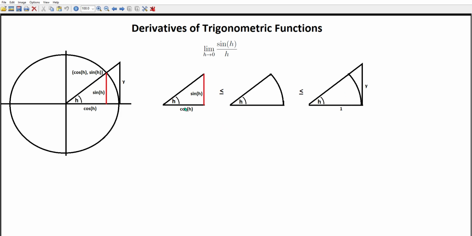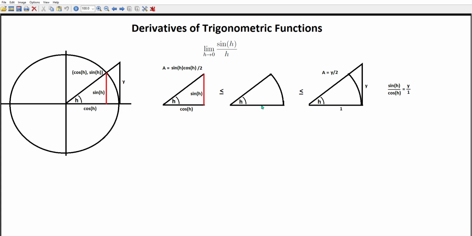Now this particular area is pretty easy to calculate. It's 1/2 base times height. So the height is sine h, the base is cosine h, so you get sine h cosine h over 2. This length is 1 because it's a radius of the unit circle, and this distance is y, which we don't know yet. However, we look at these two triangles, and they're similar triangles. So sine h over cosine h is the same as y over 1, and that tells us that y is sine h over cosine h, and the area is thus 1/2 sine h over cosine h.